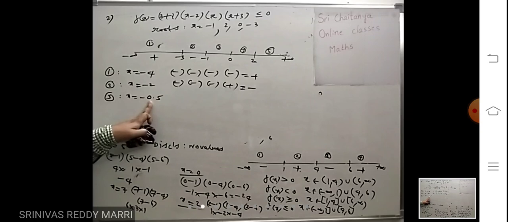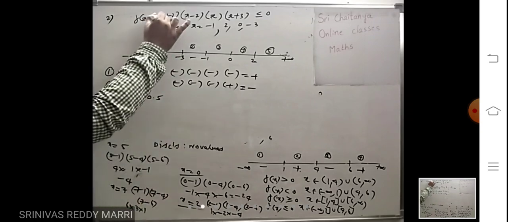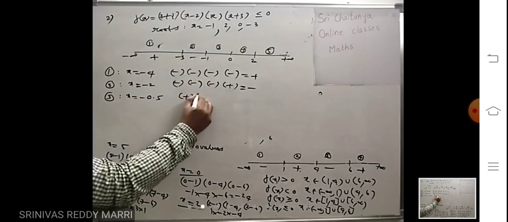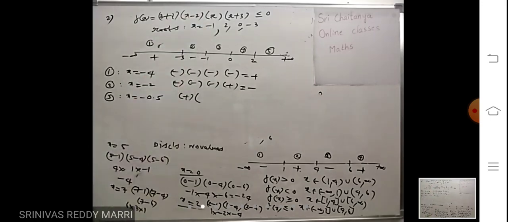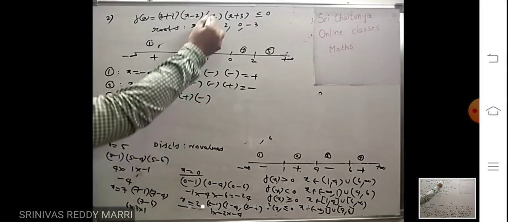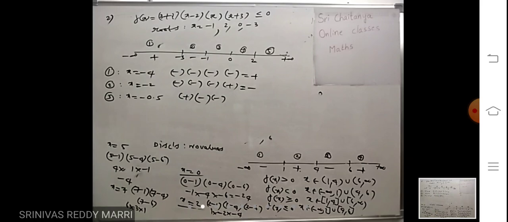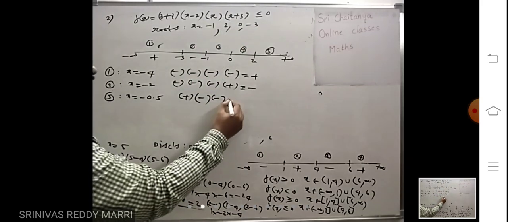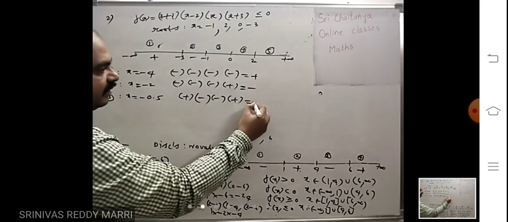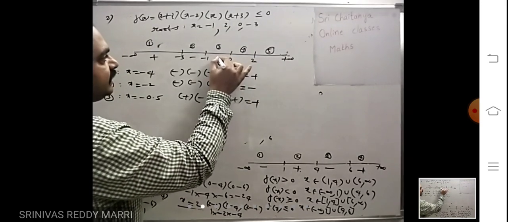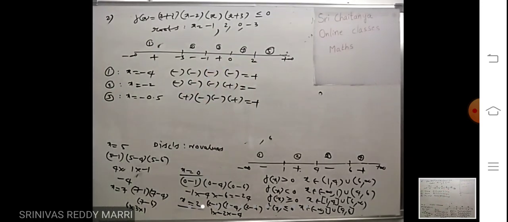So look at minus 0.5 plus 1, positive. Minus 0.5 minus 2, negative. Minus 0.5 plus 3, positive. What will you get? Positive. So here you will get positive, here you will get positive. In the third interval you will get positive.